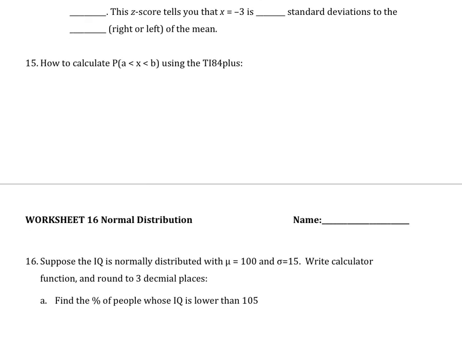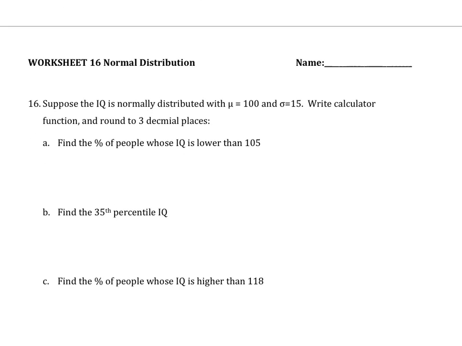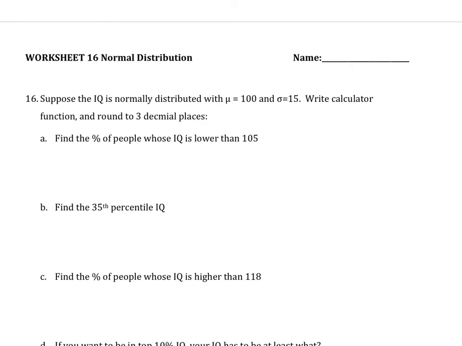So let's look at number 16. Suppose the IQ is normally distributed. I'm going to underline normally distributed, and the mean is 100, so notice it's not 0 anymore, and the standard deviation is 15, so it's not 1 anymore, right? Part A, find the percentage of people whose IQ is lower than 105. So if I were to draw the graph, 100 is the mean. I'm going to put 100 here.